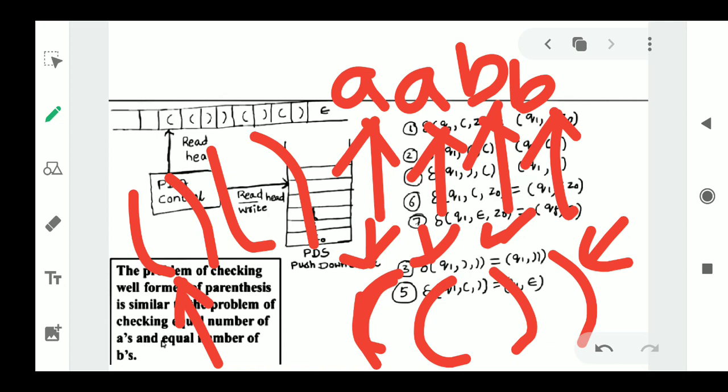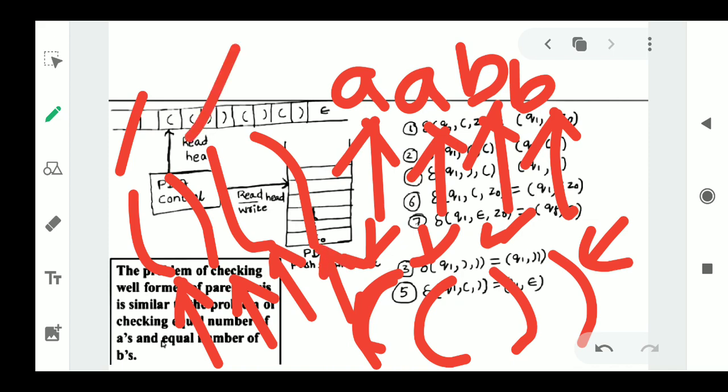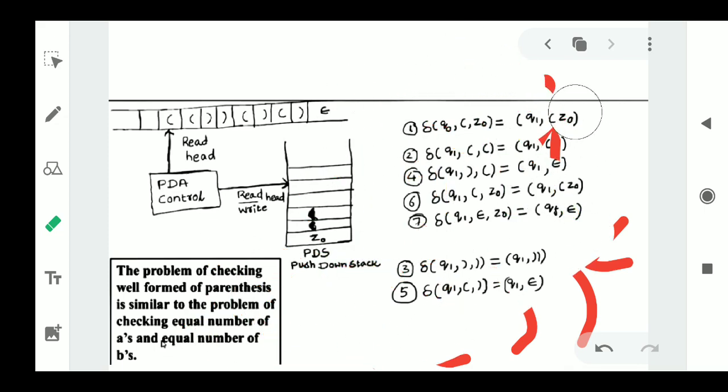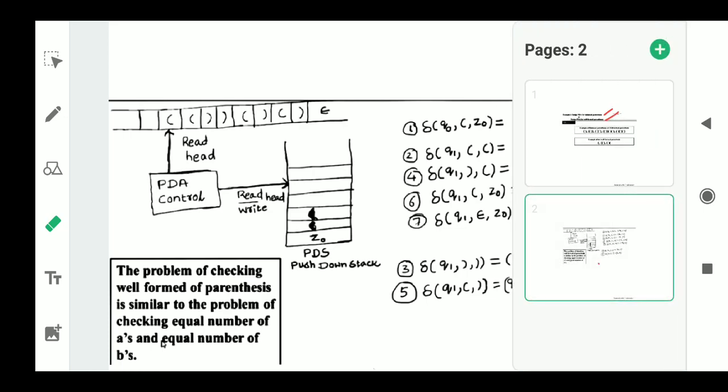If it is a left parenthesis, just push that into the stack. If the next input symbol is a right parenthesis and the top of the stack is a left parenthesis, pop. If the next symbol is a left parenthesis, just push that into the stack. And if the next symbol is a right parenthesis and the top of the stack is a left parenthesis, then pop that from the stack. Like that, finally, the stack will be empty. If the stack is empty, we go to the final state with Z0 on the stack, with epsilon. So this is how we are going to perform push and pop operations in well-formed parentheses like this.